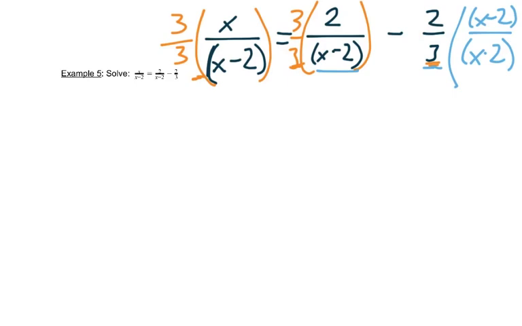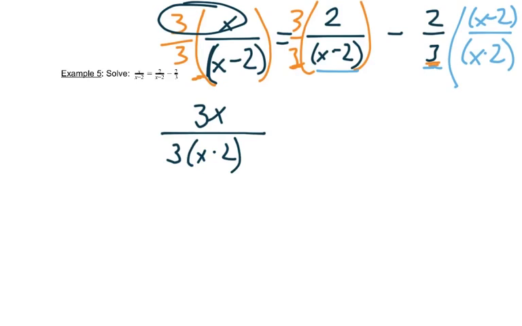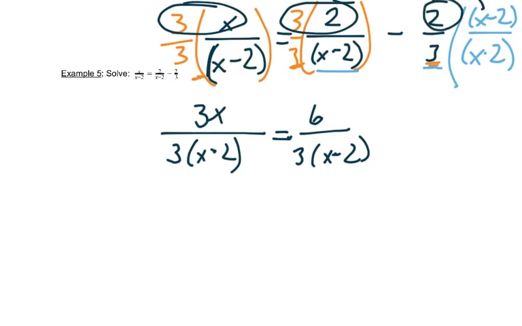So when we rewrite this, we'll multiply this top, so I get 3x. But on the bottom, I'm just going to leave it as 3 times x minus 2. And here I have 3 times 2 is 6. And the reason I'm leaving it on the bottom is because I'm going to cross through those denominators in a minute when they all match. So here we can take this 2 and distribute it. Keep that minus there. So I get 2x minus 4.